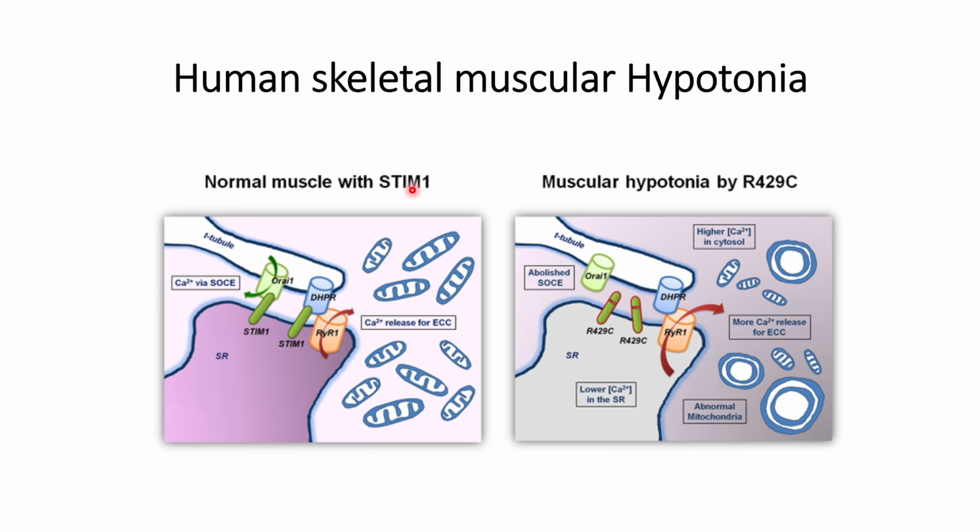STIM1 performs its function to develop good muscles by maintaining calcium homeostasis. There are different ways by which STIM1 can maintain calcium homeostasis. STIM1 is a membrane protein found on the membrane of the endoplasmic reticulum, as shown here. It interacts with ORAI1 and DHPR, which are found on the cell membrane.